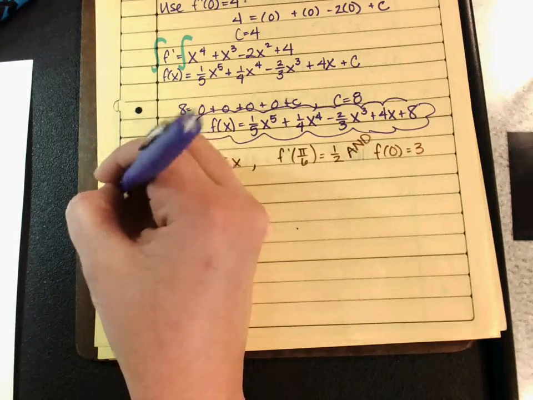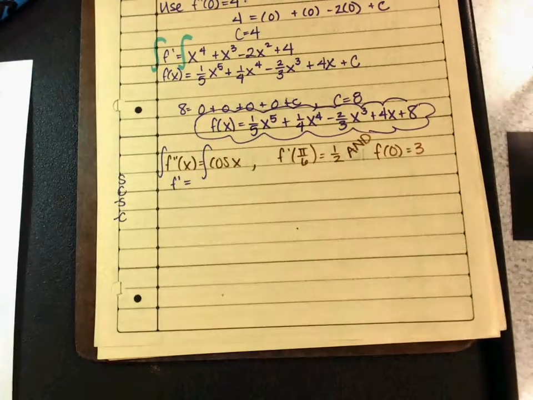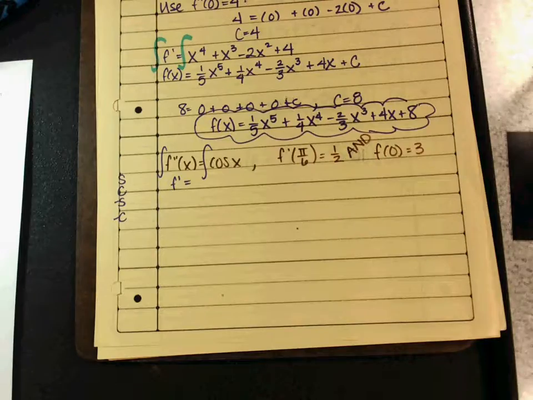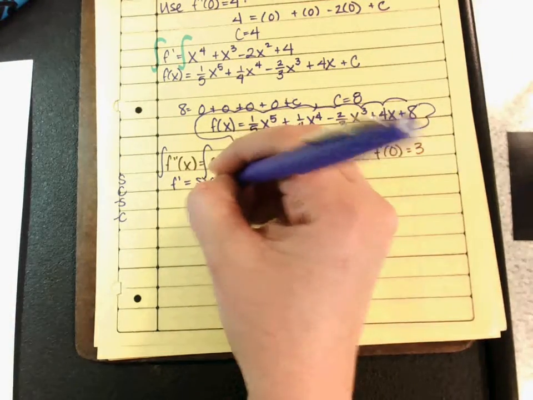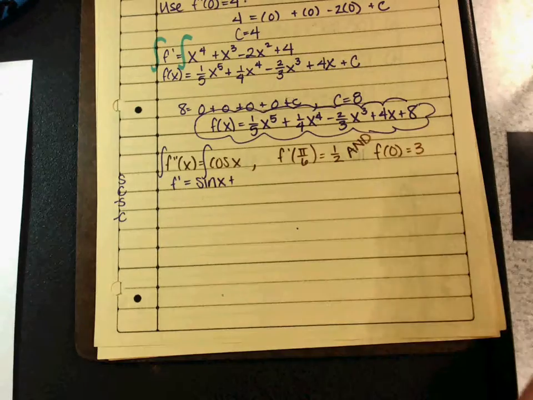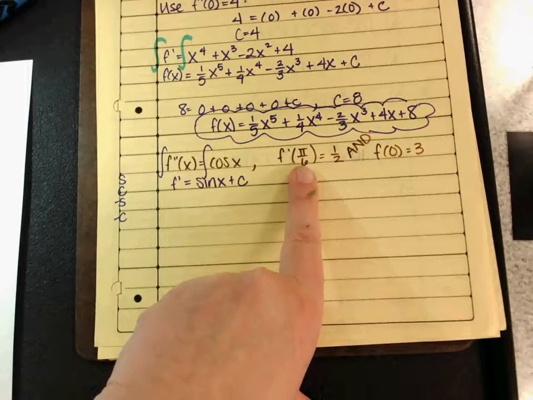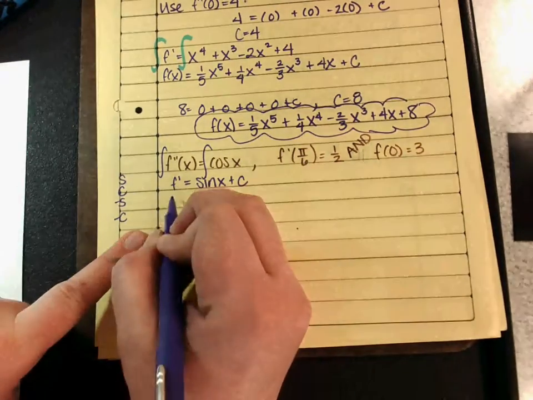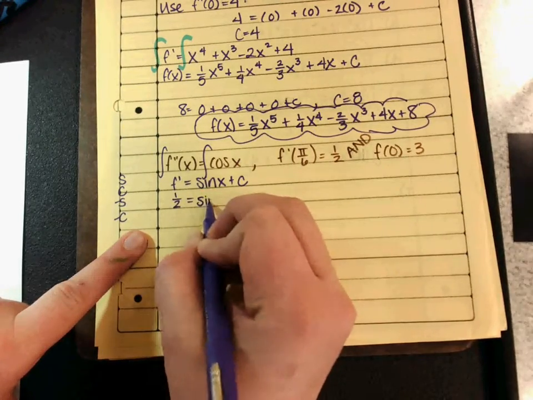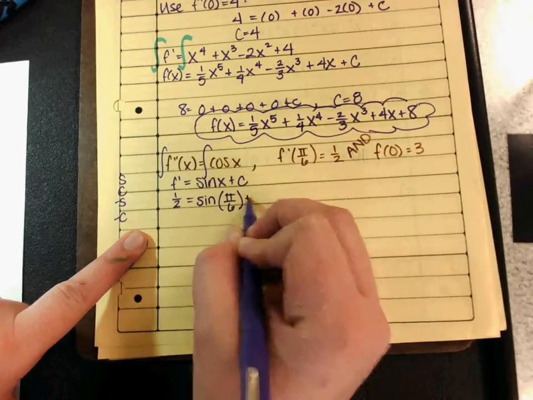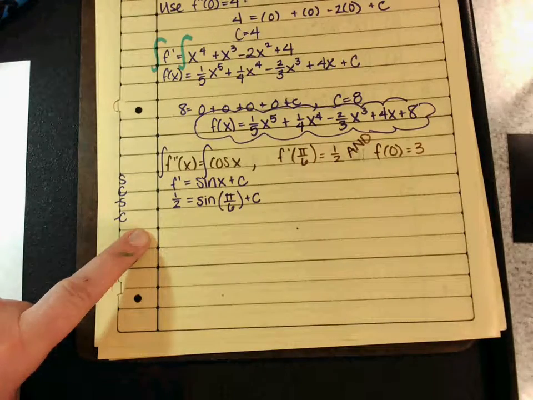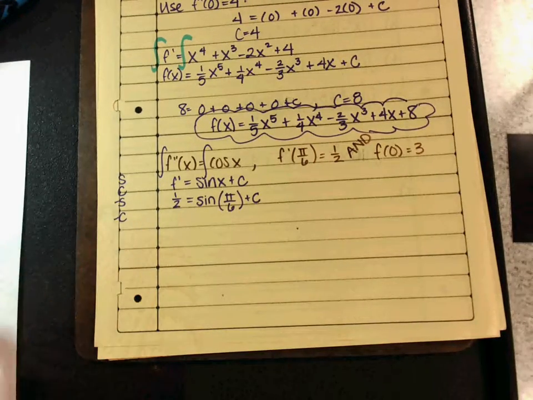Okay, so snow cone, negative, negative. If I'm on cosine and I go up 1, what will be on sine? Plus, what else should I see on there? Okay, then we have to use one of our points. Will we use f prime of pi/6 or f of 0? F prime of pi/6. So 1/2 should be the answer when I plug in pi over 6. What is the sine of pi over 6?